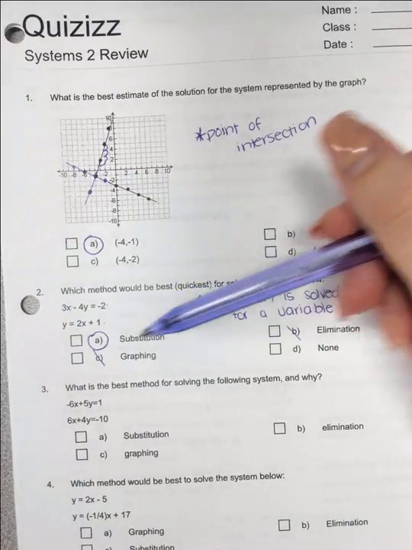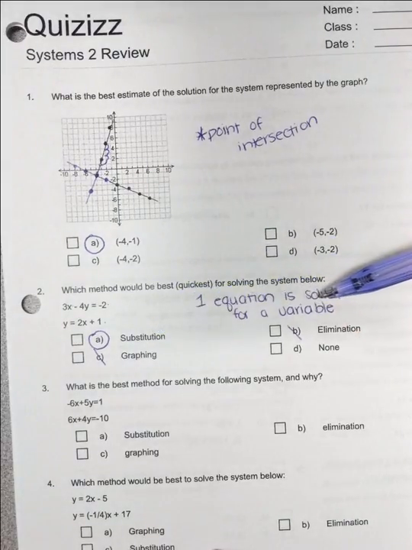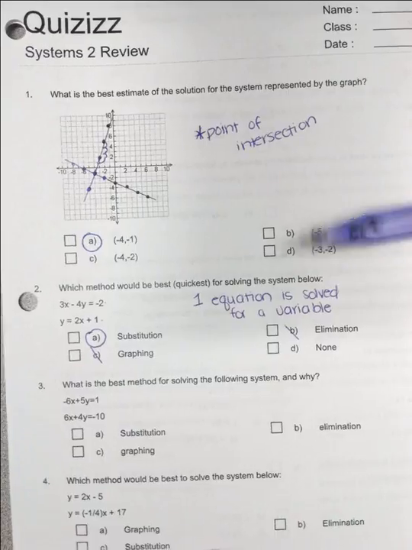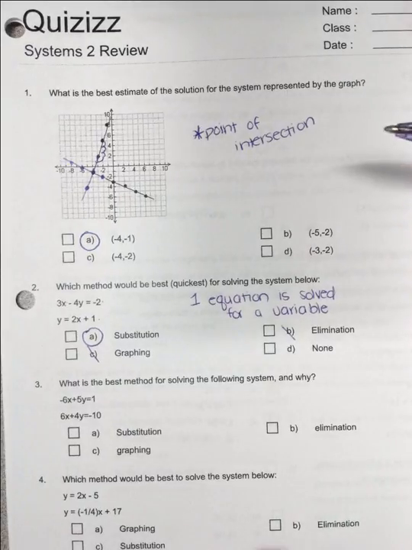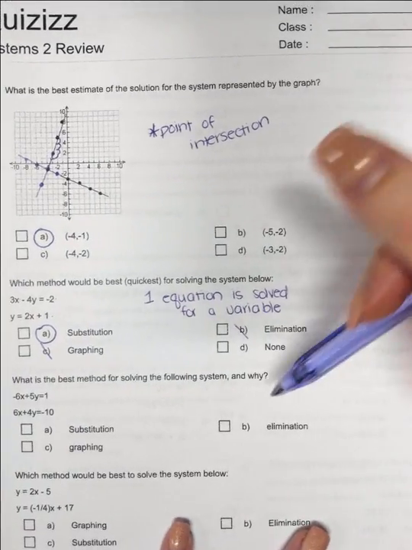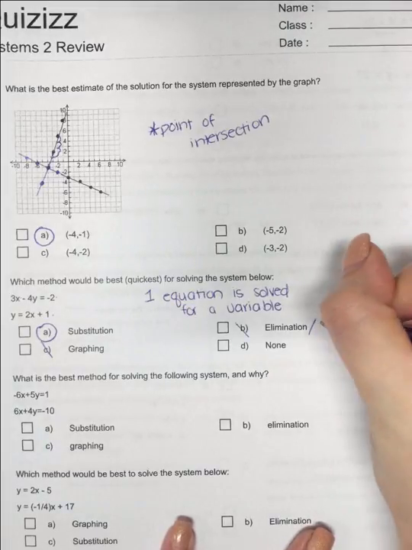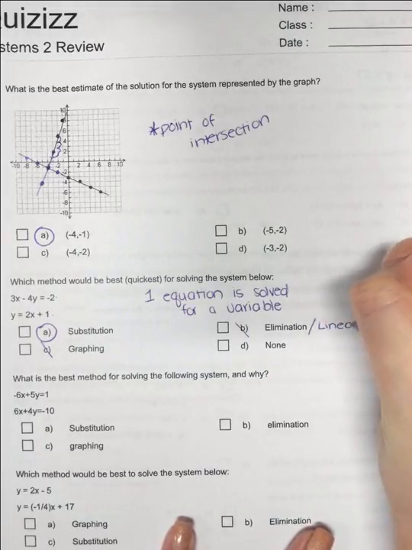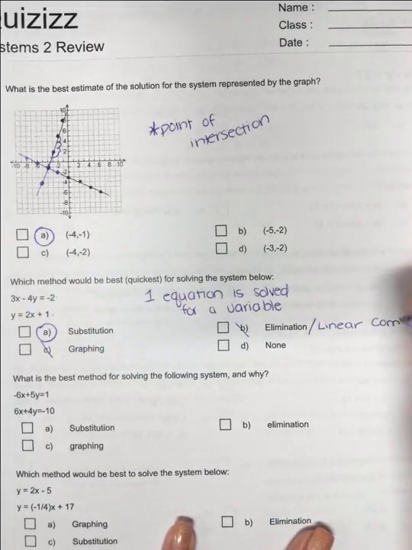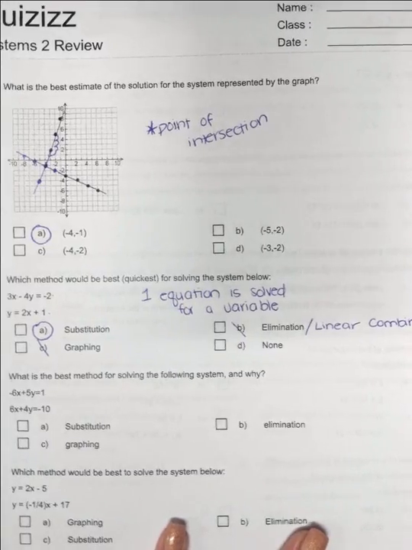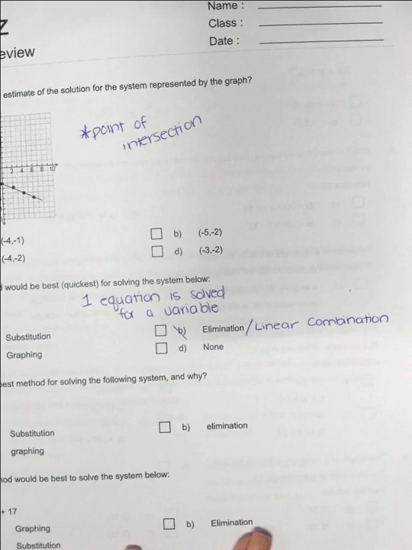But you not only have to say which method, but you also have to say why, which is why I went ahead and did that. Also, just to draw your attention to it, elimination is the same thing as linear combination. So be prepared for either of those names.